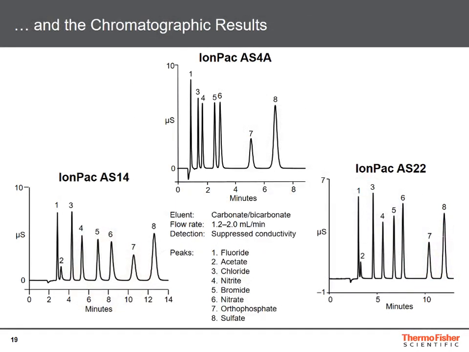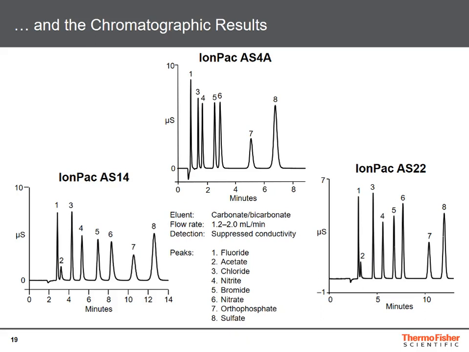A much better way to understand the differences between the three different types of anion exchangers is to look at the chromatographic results. In the center, we see the chromatogram of a typical nanobead agglomerated stationary phase, such as the IonPac AS4A, a column that was developed many years ago. But even if we look at this kind of chromatogram today, many people still like it for a number of reasons. First of all, 7 anions are separated to baseline within a relatively short time of less than 10 minutes.